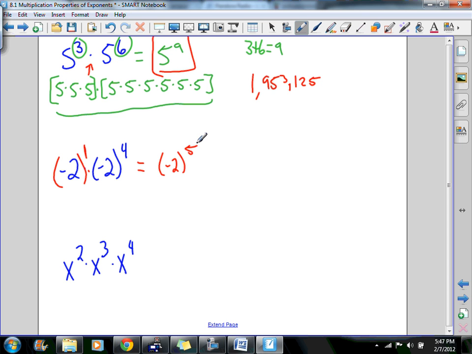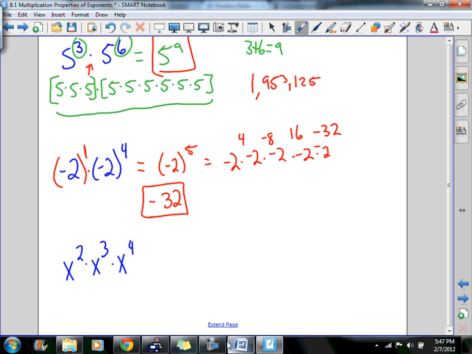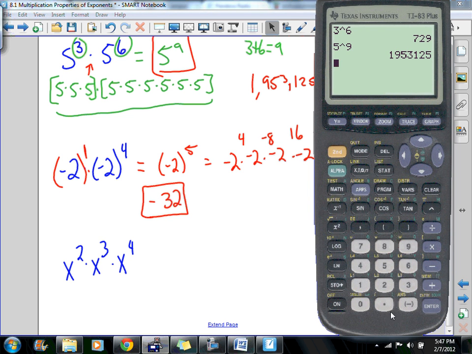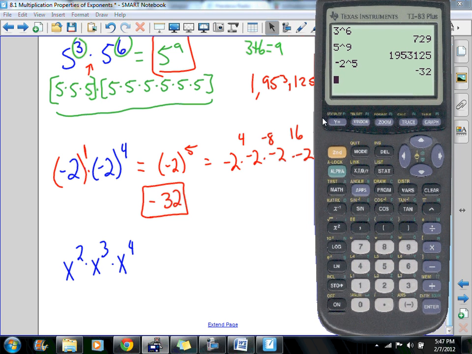Now this one I think we can do by hand. We get -2 times -2 times -2 times -2 times -2. -2 times -2 is 4. 4 times -2 is -8. -8 times -2 is 16. And 16 times -2 is -32, giving us our answer of -32. And the reason why I had us work this out by hand is pretty simple. If we go to a calculator and write in -2 to the 5th power it gives us an answer of negative 32, which seems pretty interesting.